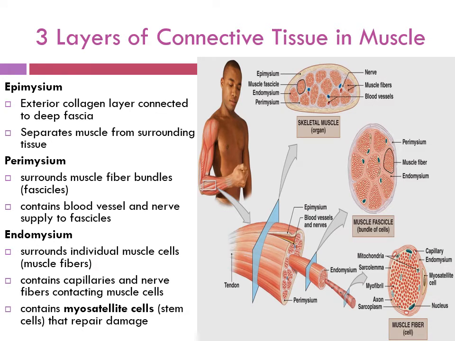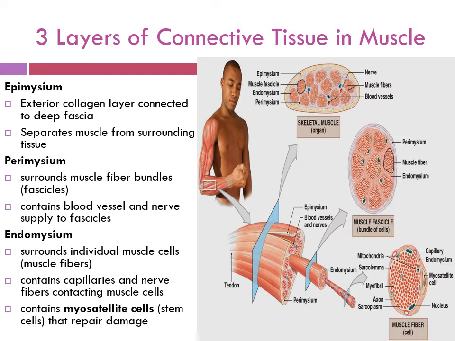Our muscles are wrapped in 3 layers of connective tissue: the epimysium, the perimysium, and the endomysium. It's important to look at these words. Epi would be on the outside, peri would be in the middle, and endo would be on the inside. You can think of endothelium lining the blood vessels and the heart. So endomysium is the most inner lining of the muscles.